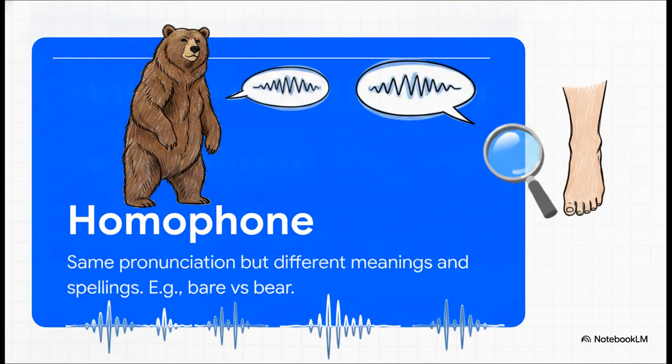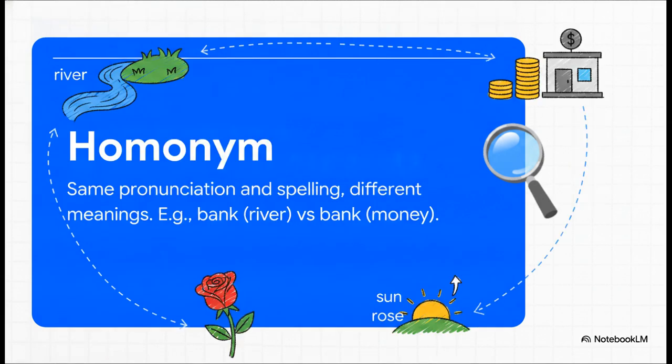Next up, we have homophones. The root phone actually means sound, so these words sound identical to the ear, but their spellings and definitions are completely distinct. Think of bear with an A-R-E, meaning uncovered, versus bear with an E-A-R, the large animal in the woods. If you're just listening to someone speak, you have to rely entirely on context to know which one they mean.